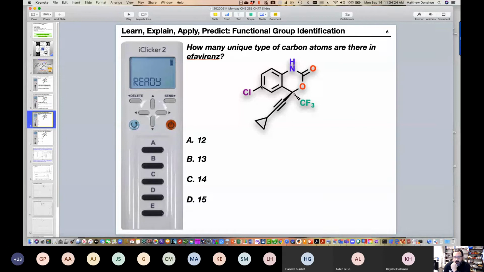So we have 1, 2, 3, 4, 5, 6. Those are all unique. They're all bonded to different things. 6, 7, 8, 9, 10, 11, there's 12, right? So 12 can't be the answer. Fifteen can't be the answer because that's too many carbons. So it's between 13 and 14. What do you think it is? 13 or 14?